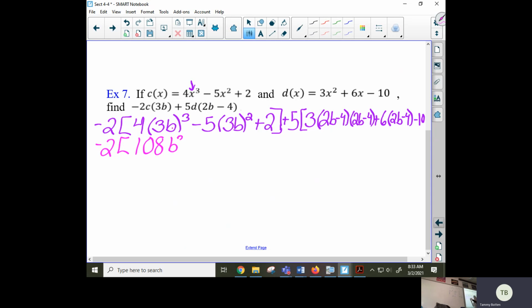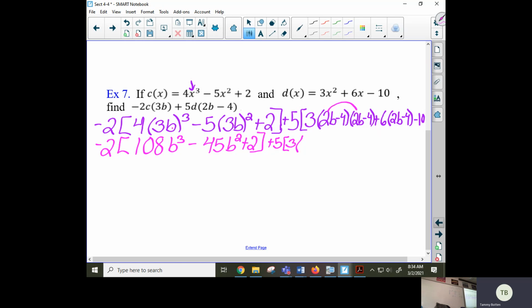And then b cubed. Now here, 3 squared is 9. 9 times 5 is 45. B squared plus 2. Okay, so that one's kind of simplified for now. Then we have plus 5. We're going to keep this 3 out right now, and we're going to FOIL this.